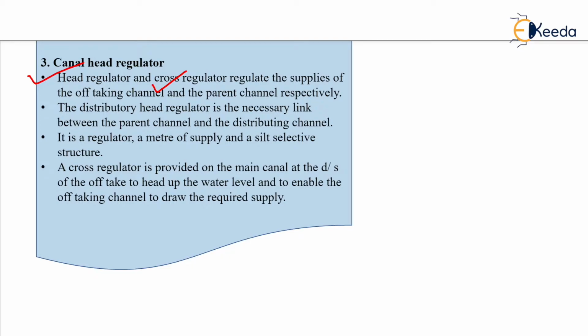So the main function is to regulate the supplies. The head regulator serves this purpose at the head channel, or we can say the off-taking channel, when the channel is excavated in connection with the natural resource. So it is called the off-taking channel. Directly, the water gets diverted and allowed to pass through these channels. Then the cross regulator is provided in between the off-taking channels and the parent channel.